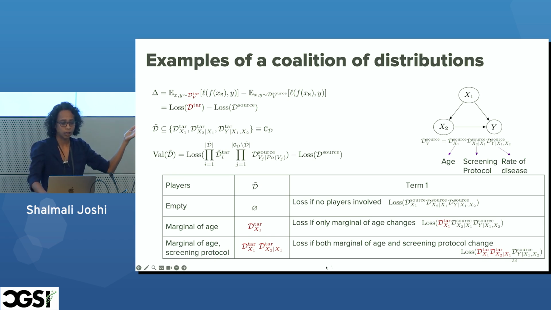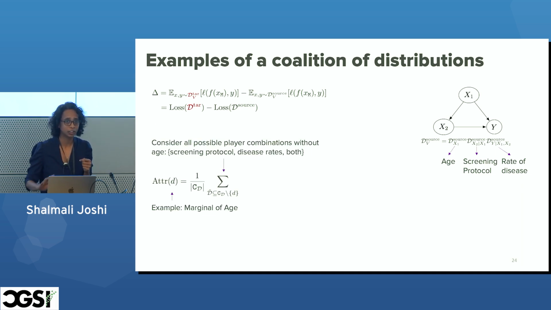Okay? And then if you have a set of players where two things are changing, then the corresponding loss that you're going to look at compares the loss in the source to the loss in a hypothetical distribution where two of these distributions correspond to the target, but the y given x1, x2 corresponds to the source. So you can look at arbitrary combinations of distributions and map them to arbitrary combinations of loss functions that you want to calculate. And then you'll always compare how much the loss changes with respect to the source. And then we are going to come up with a way of figuring out how to blame each one distribution based on this idea.